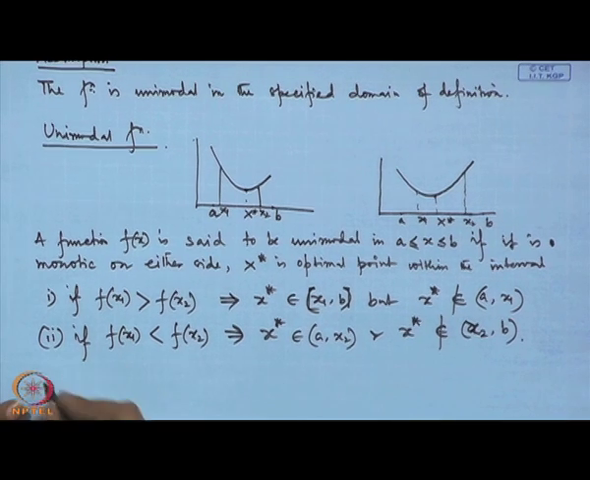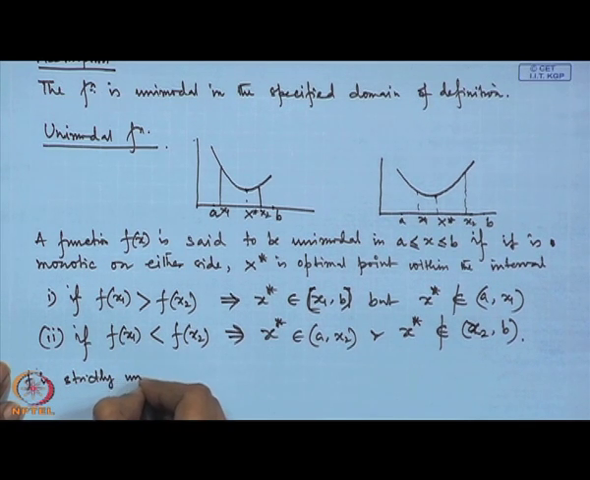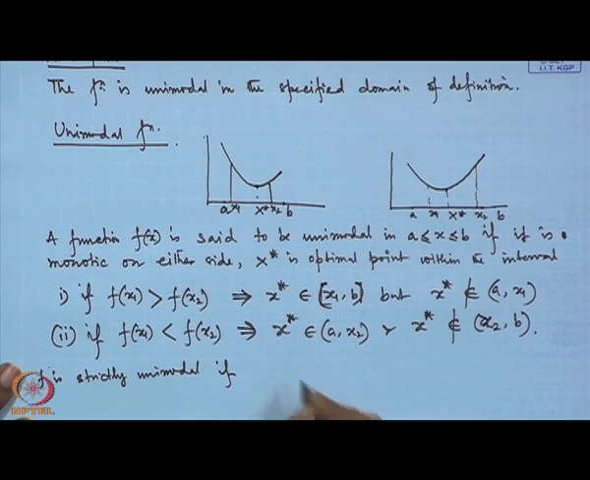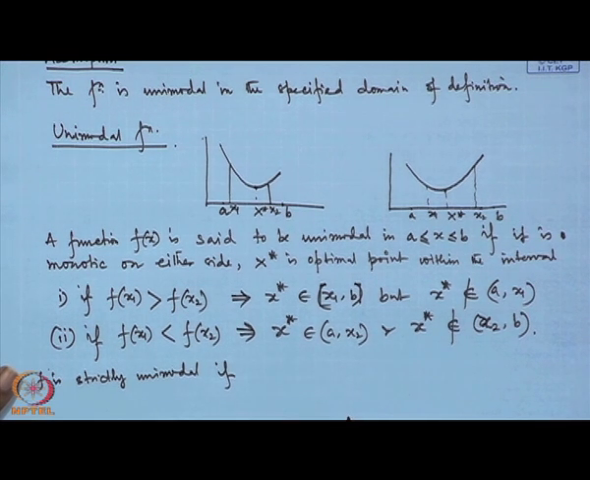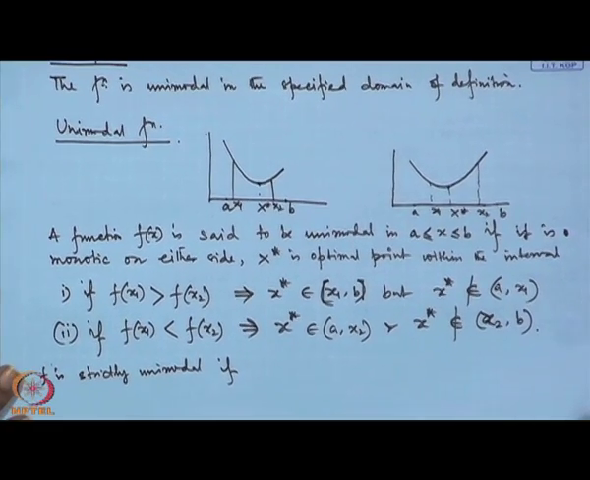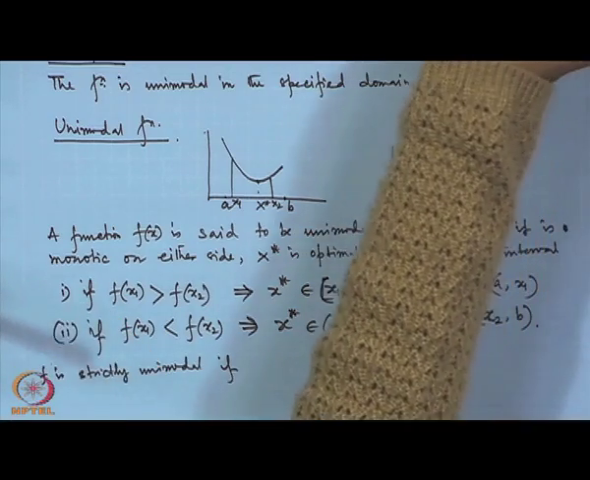Now, there is another definition, that f is strictly unimodal. If the function is unimodal, this is one of the conditions, and the second condition is that there does not exist any subinterval within the range a to b where the function is having a constant value. Then only we can say the function is strictly unimodal. Now, this is the definition altogether regarding the unimodal function.